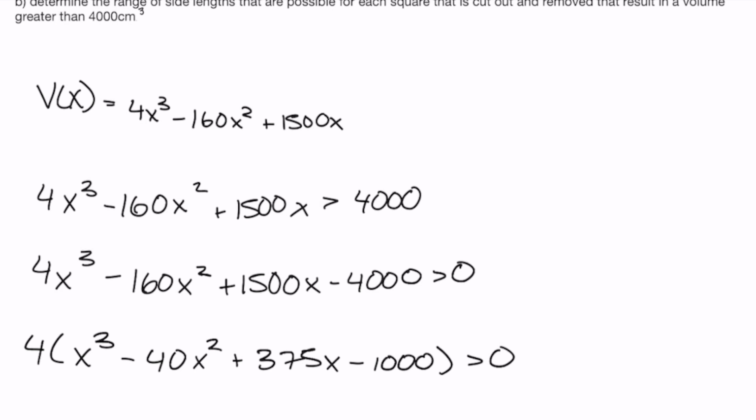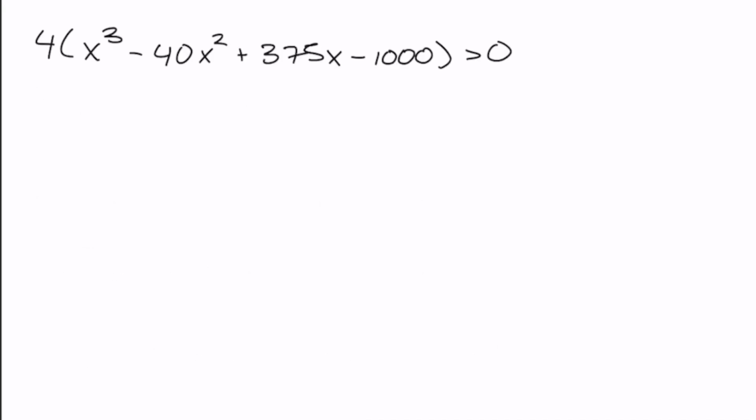We can either do it by trial and error, or we can use the rational roots theorem. So we're going to use the rational roots theorem to help us find some potential factors for this cubic function. What we're going to do is take the coefficient of the leading term, the x cubed, and the coefficient of the x to the 0, so just the constant, that's negative 1,000.